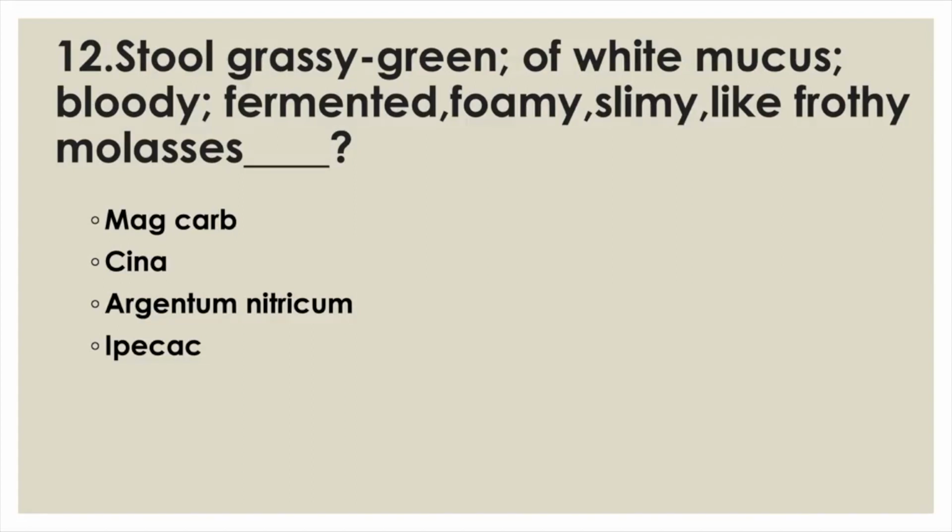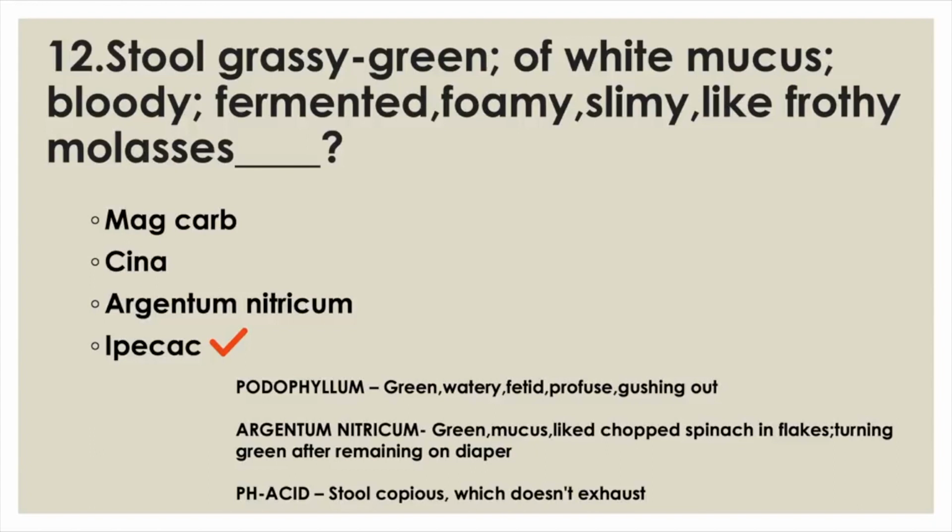Stool grassy, green, with white mucus, bloody, fermented, foamy, slimy, like frothy molasses. Option A, Mercurius. Option B, Cina. Option C, Argentum nitricum. Option D, Ipecac. Answer, option D, Ipecac. Podophyllum, green, watery, fetid, profuse and gushing out. In Argentum nitricum, green, mucus-like, chopped spinach in flakes and turning green after remaining on diaper. Phosphoric acid, stool copious which does not exhaust.